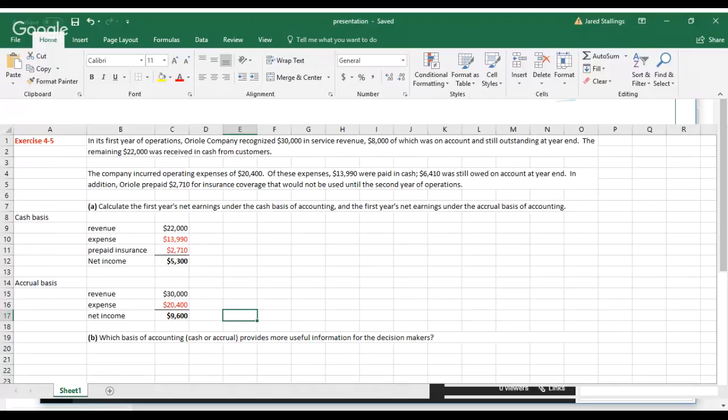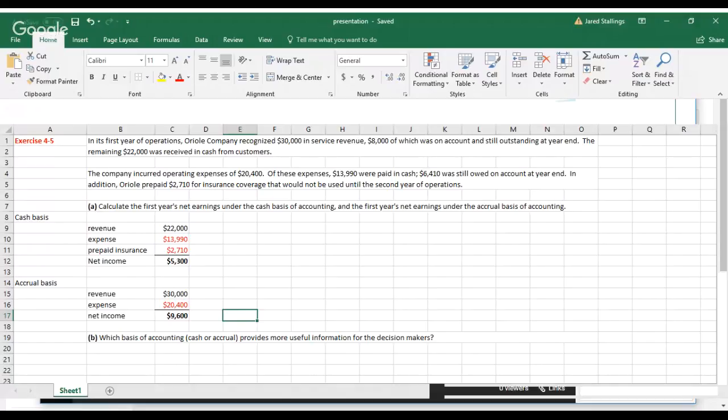In its first year of operations, Oriole Company earned $30,000 in service revenue, $8,000 of which was on account and still outstanding at year end. The remaining $22,000 was received in cash from customers. The company incurred operating expenses of $20,400. Of these expenses, $13,990 were paid in cash. $6,410 was still owed on account at year end. In addition, Oriole paid $2,710 for insurance coverage that would not be used until the second year of operations.